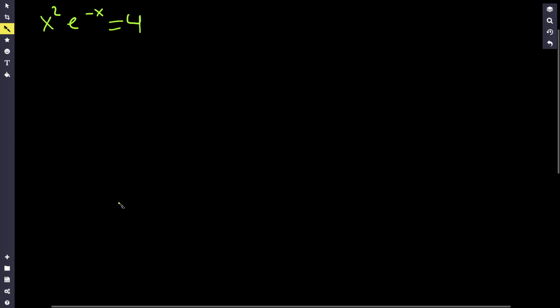Alright, so we have this very challenging problem here. X squared times e to the negative x equals 4. So pause the video now to solve this on your own. Alright, so for this problem I'll be using the Lambert W function.